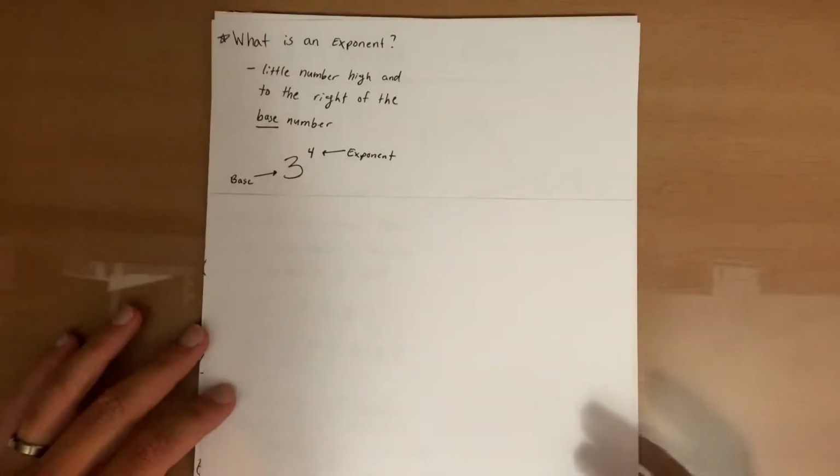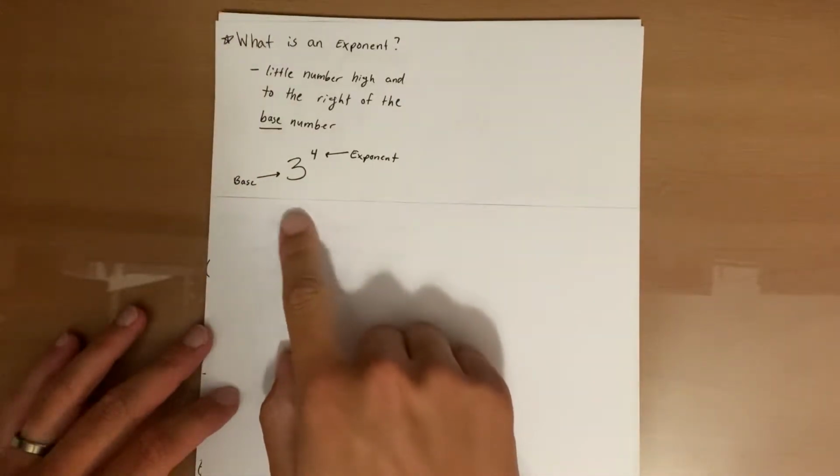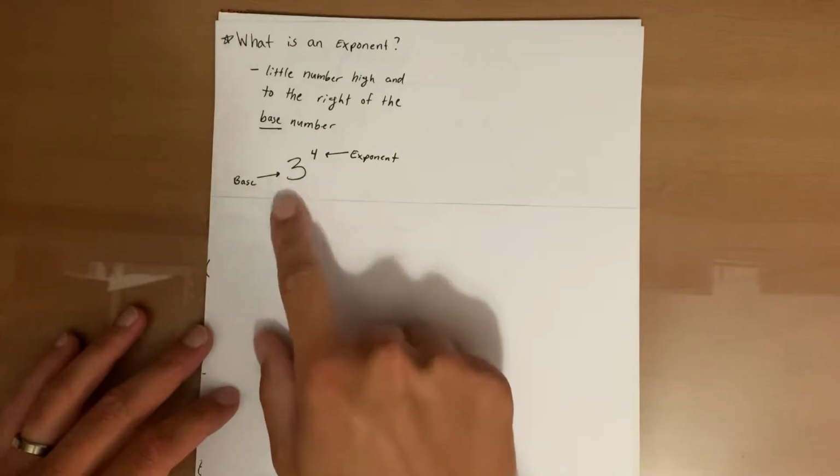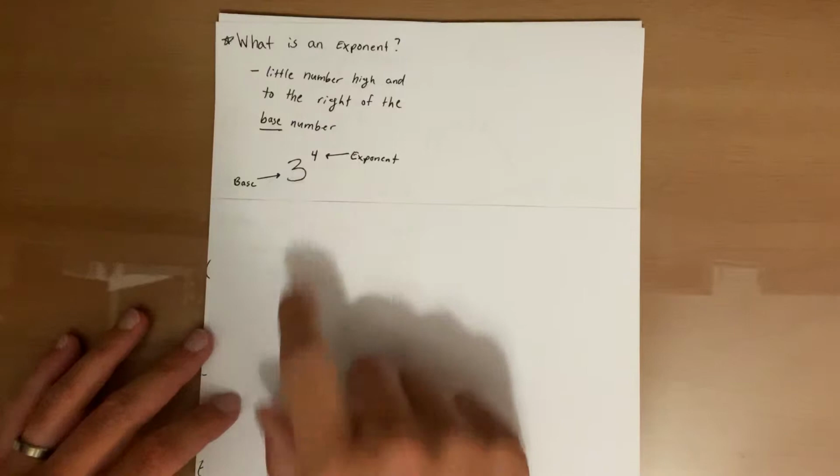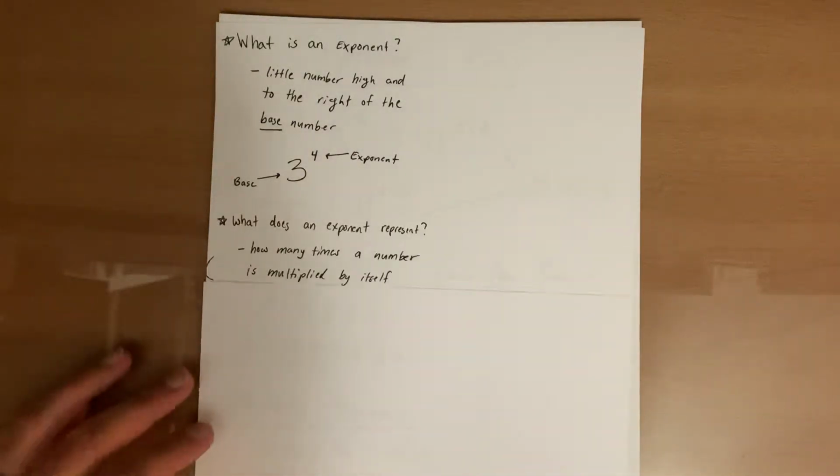So that kind of brings us to what is a base number. Here's my example. We got a base of 3 and an exponent of 4. You would read this as 3 to the 4th power. So the exponent here would be the 4 and the 3 is the base.